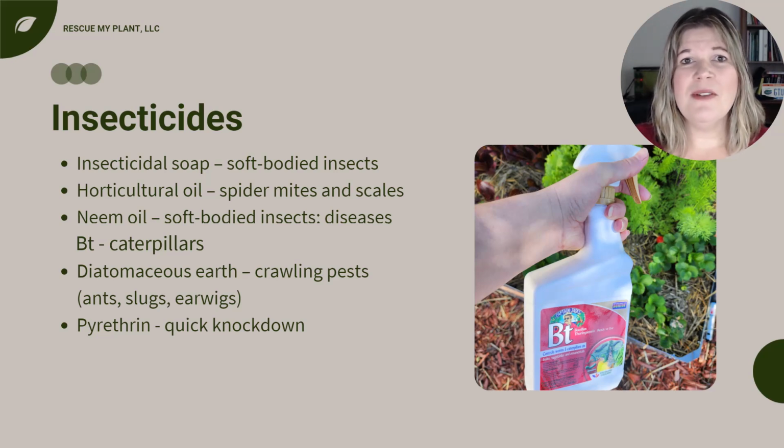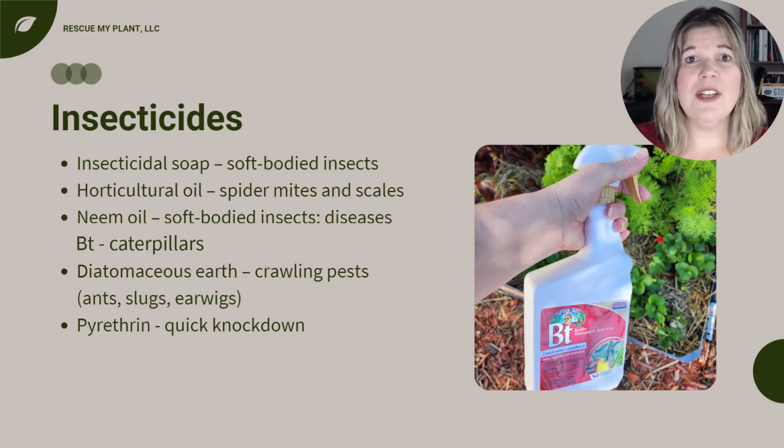Insecticidal soap can be used on several soft-bodied insects. It works by desiccating them. Horticultural oils suffocate pests and are effective for spider mites and scale insects. Neem oil, which comes from the neem tree, is effective on soft-bodied insects and some diseases.